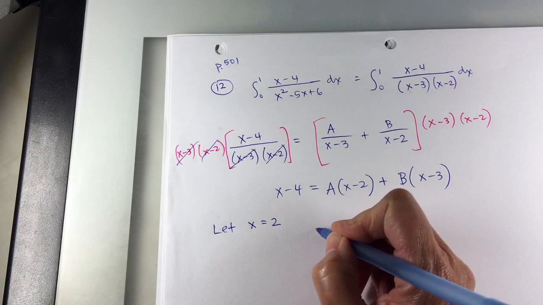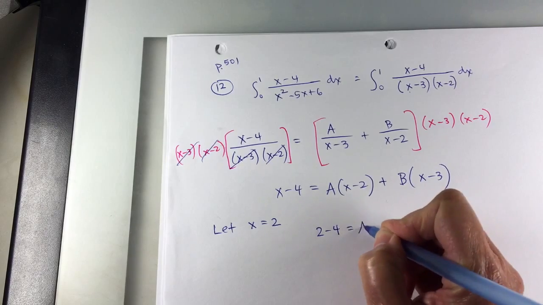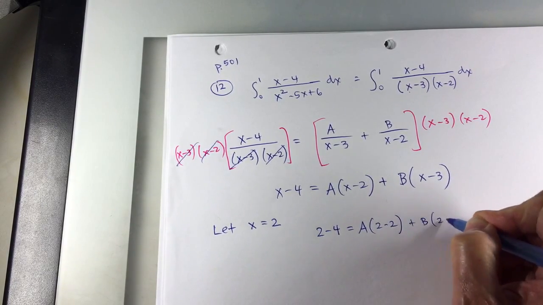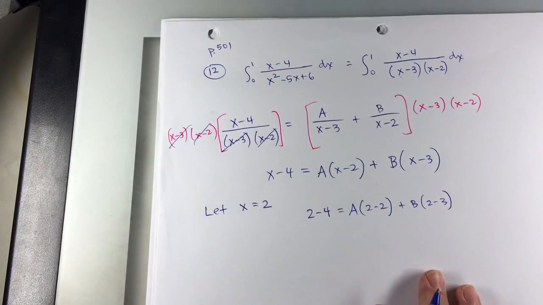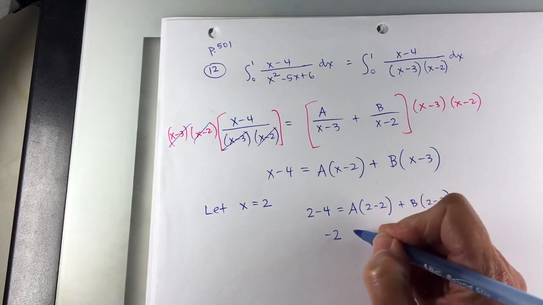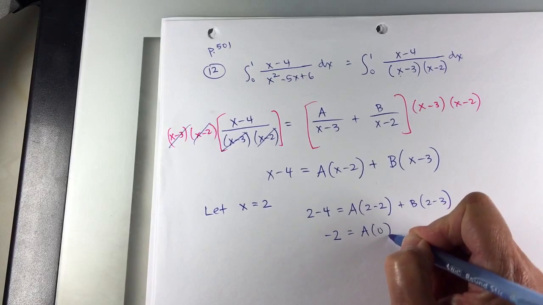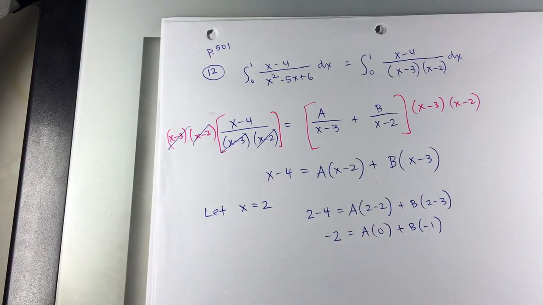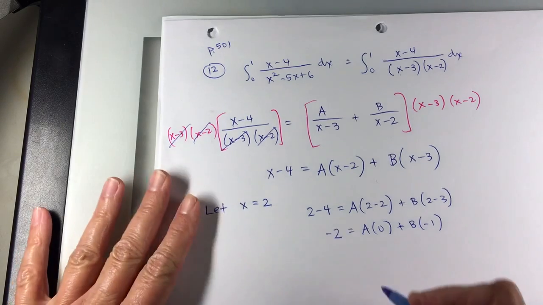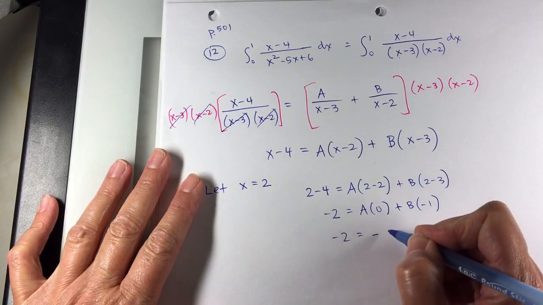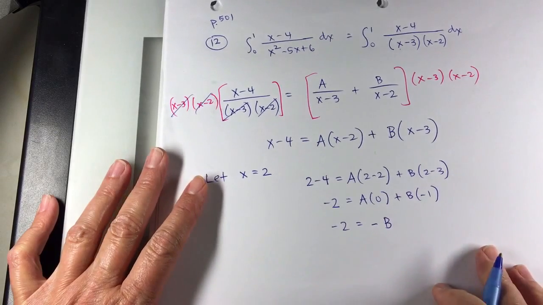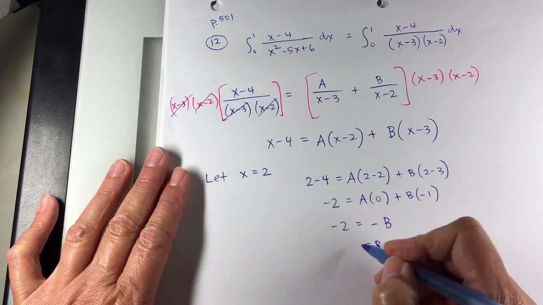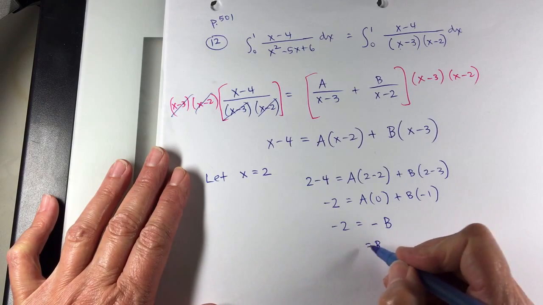Look at this. 2 minus 4 equals a times 2 minus 2 plus b times 2 minus 3. So I end up with negative 2 equals a times 0 plus b times negative 1. So it's wiped out the a, and I can say negative 2 equals negative b, and then b is 2.